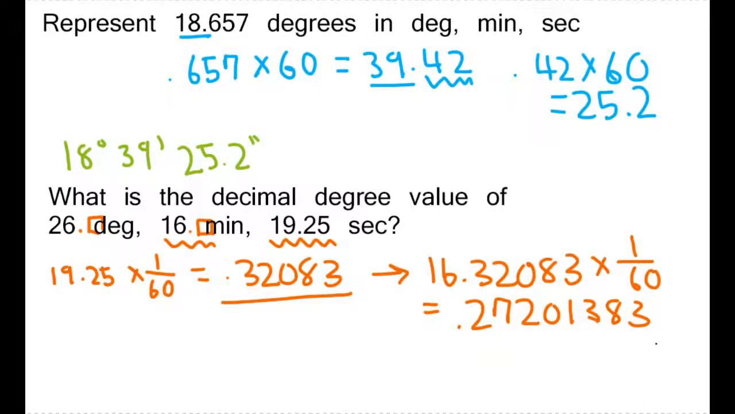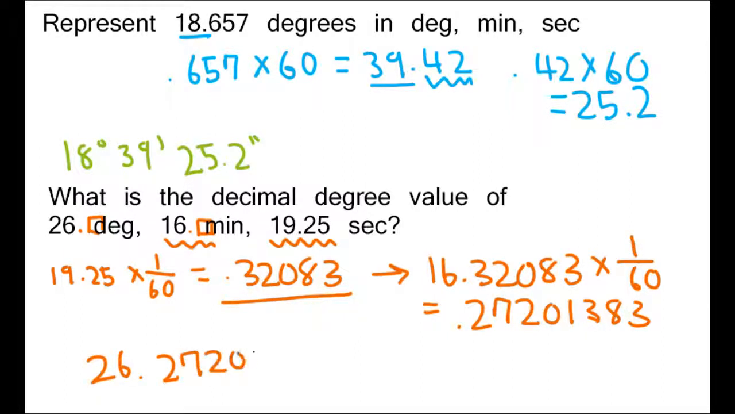Wow, that's pretty brutal. Anyways, we just stick this decimal behind the 26, and that would be, oh my god, it's the worst number I could have chosen. But anyways, that would be the answer right here.